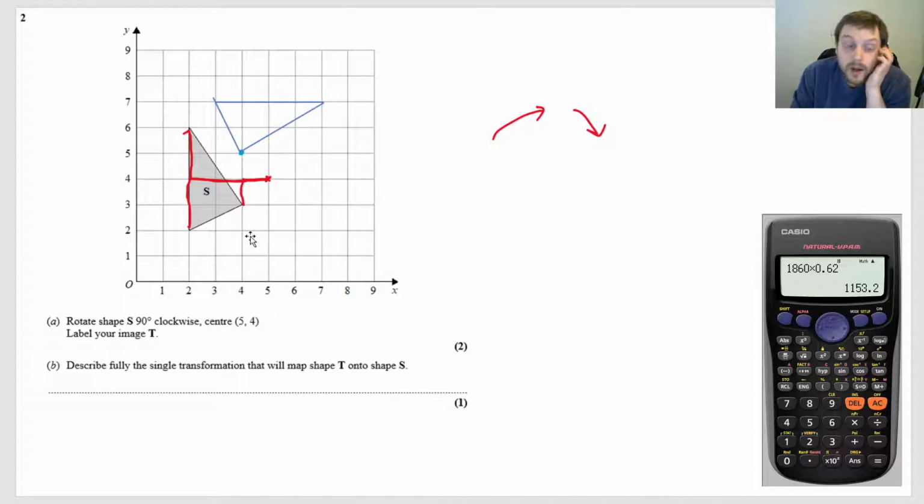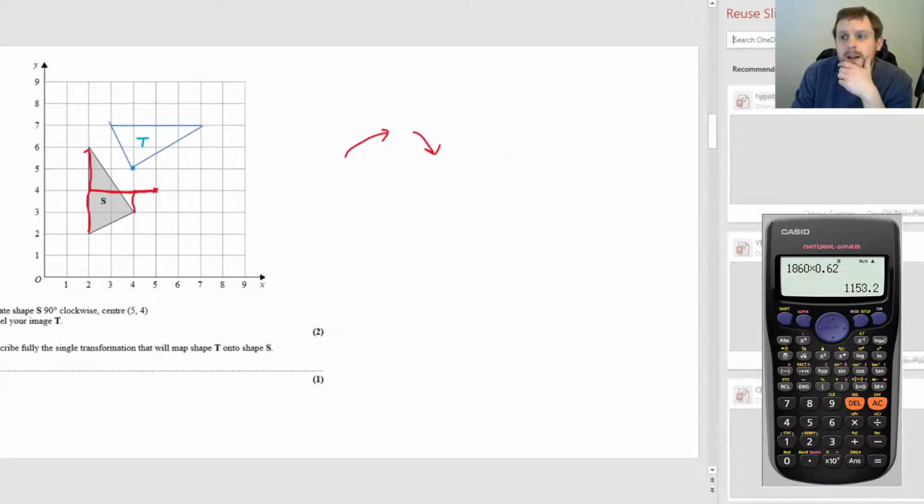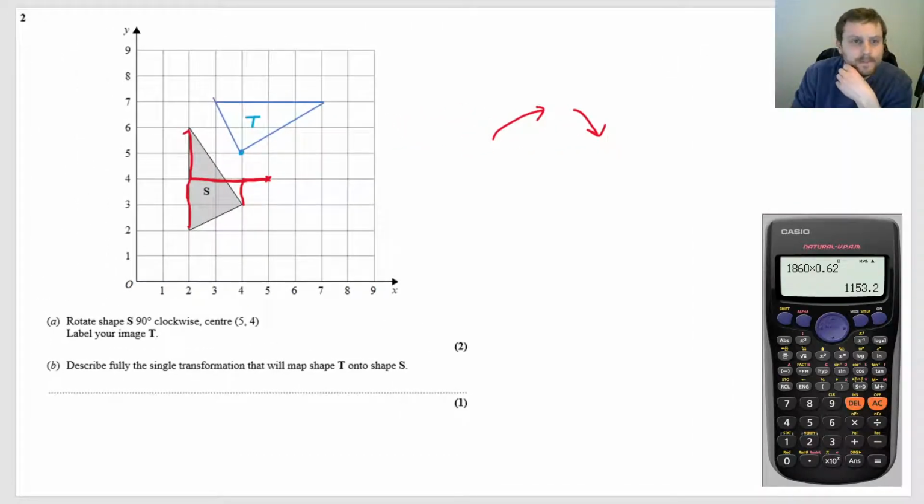Okay, so it goes like that. Describe fully the single transformation that will map T. Oh, we've got to label it T, haven't we? Sorry about that. That's what I mean, it's not very smooth, is it? Whatever. Describe fully the single transformation that will map T back onto shape S.